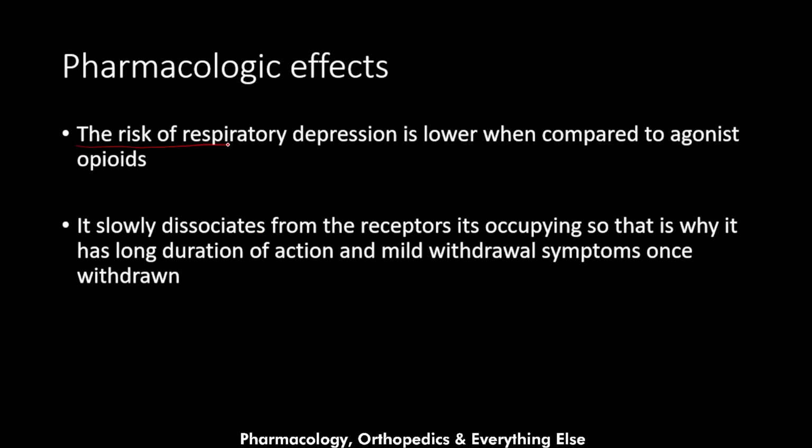The risk of respiratory depression is lower when compared to agonist opioids for the same reason, because it produces less effect when it binds to the opioid receptors, and it slowly dissociates from the receptors it is occupying. That is why it has a longer duration of action and mild withdrawal symptoms once withdrawn. So when it unbinds from the receptors, it slowly unbinds, and that is why it has a longer duration of action.